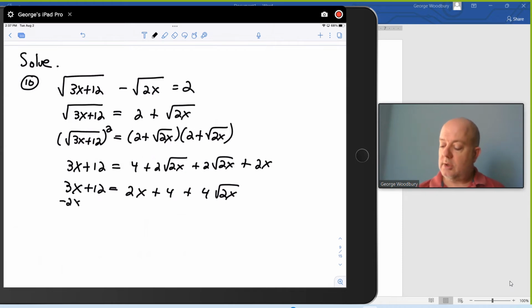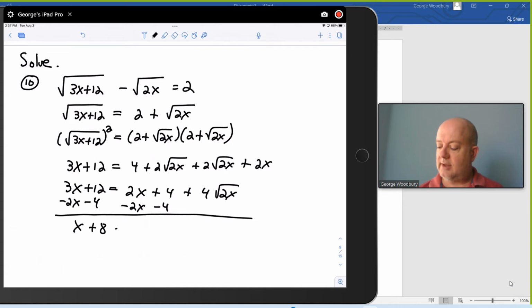We want to isolate the radical on the right, so I'm going to move all the terms that aren't part of the radical to the left. Subtract 2x from both sides and subtract 4 from both sides. And that leaves us with x plus 8 equals 4 square root of 2x. Little bit of a problem here. If I divide over by 4, I'm going to have fractions. I'd like to try to avoid that if I could.